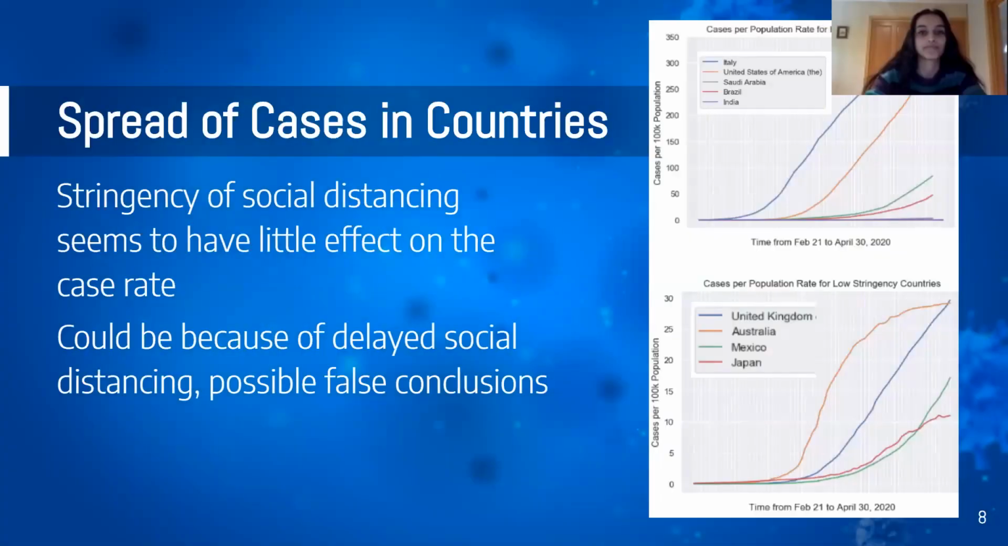For the spread of cases in countries, we realized that the high stringency versus low stringency countries had a very similar spread, and there wasn't a flatter curve for either of them. And this could be because of delayed social distancing, leading to a false conclusion. So like Italy, for example, could have started social distancing later and then had to do it for a higher amount, but for less time, and then the virus would have already been in the population.